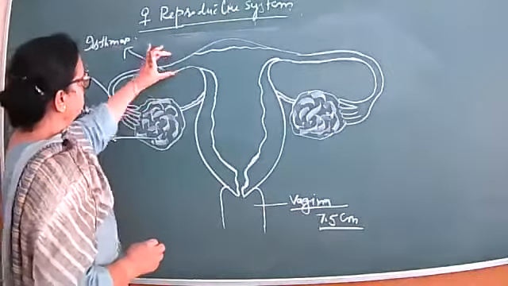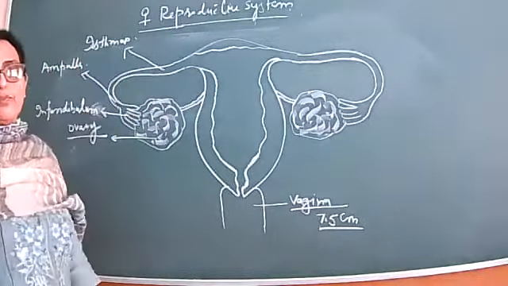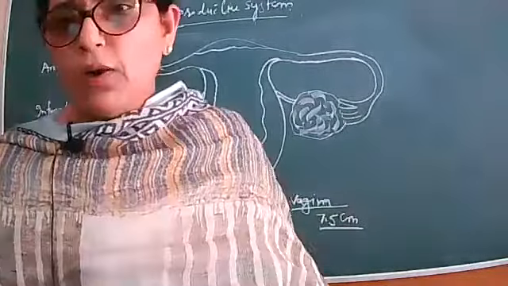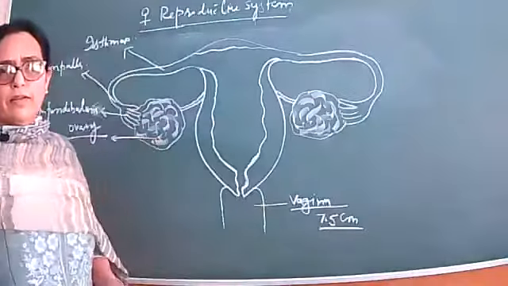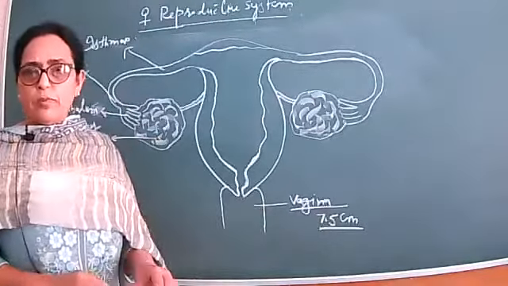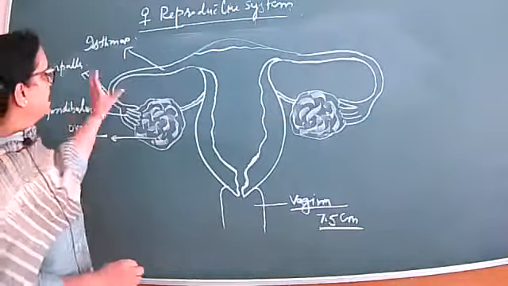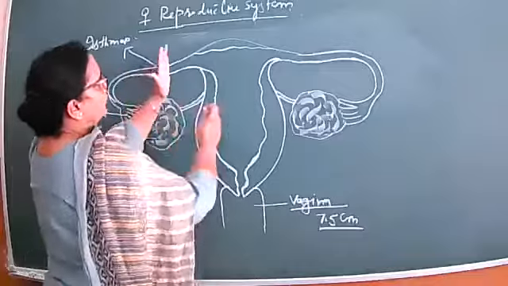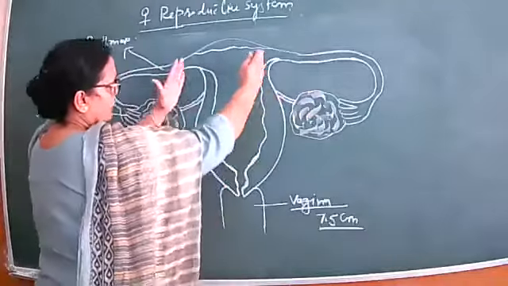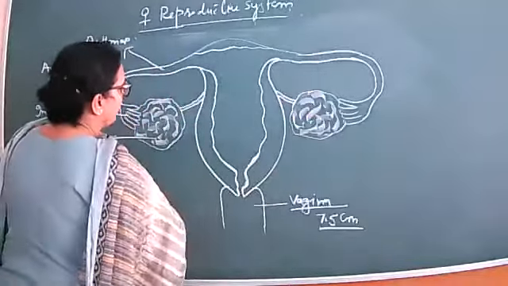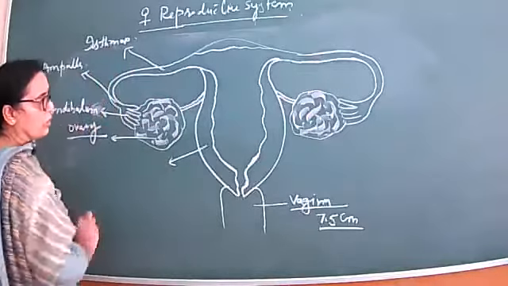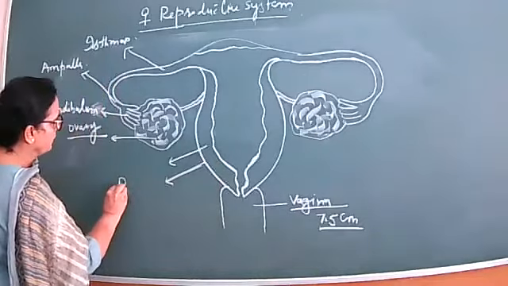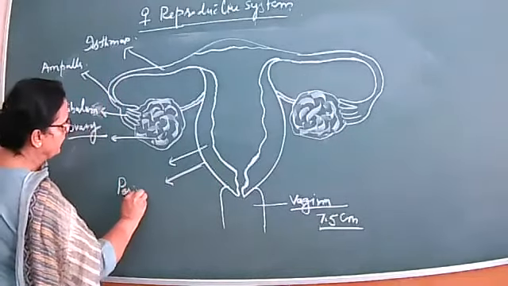So basically this is a tubular structure lined by ciliated epithelium. Why ciliated epithelium? Because the movement of the ovum is to be made inside it. Then it is joined to the uterus, a pear-like structure, which has a muscular portion, the myometrium, and the outer portion, the perimetrium.